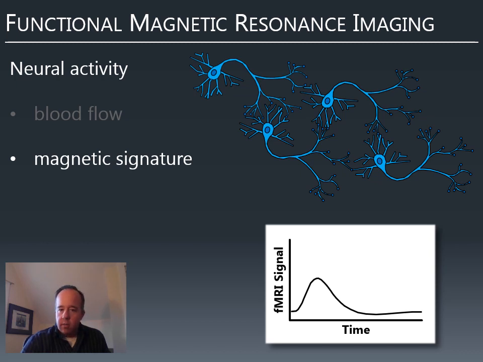Well, we can measure the signal in a particular area using fMRI, and if an area is a little bit active, you'll see a characteristic response. You'll see a bump up in the fMRI signal.